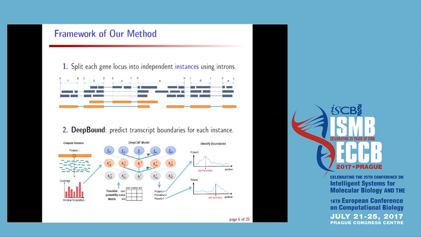The method has 3 parts. The first is to prepare features, and then those features are piped into our core model, which is a deep convolutional neural field. This model predicts the probability for each position of being a start boundary, end boundary, or not a boundary. Those probabilities are then used to infer the final boundaries.